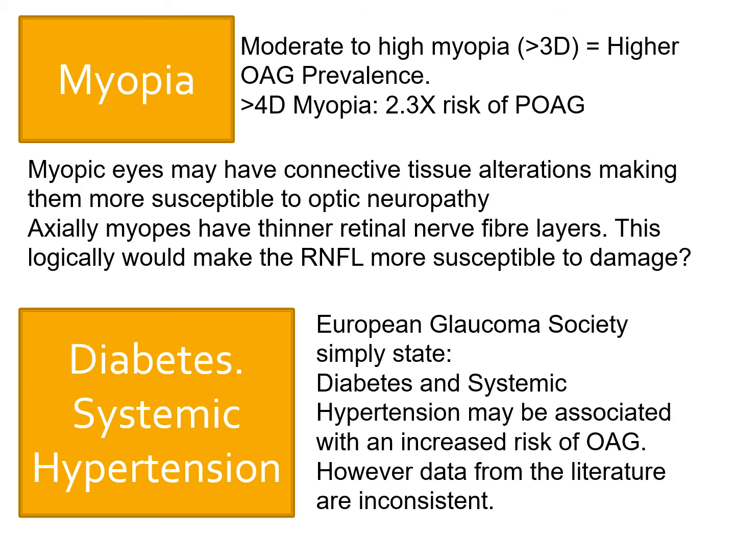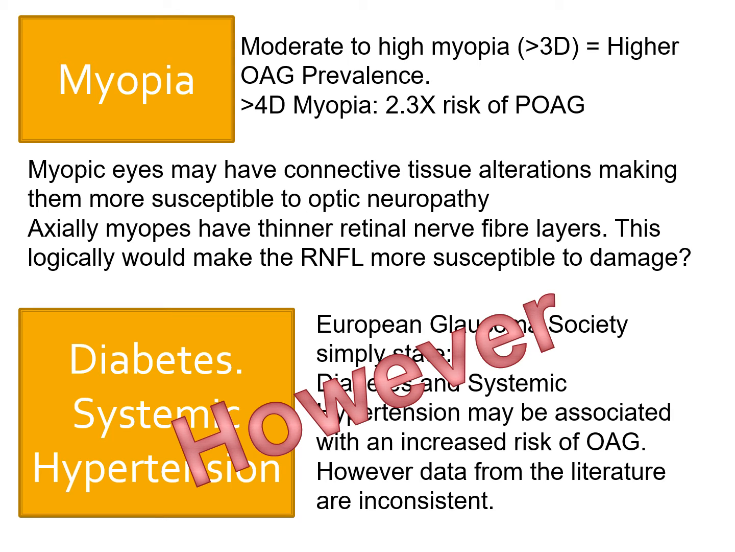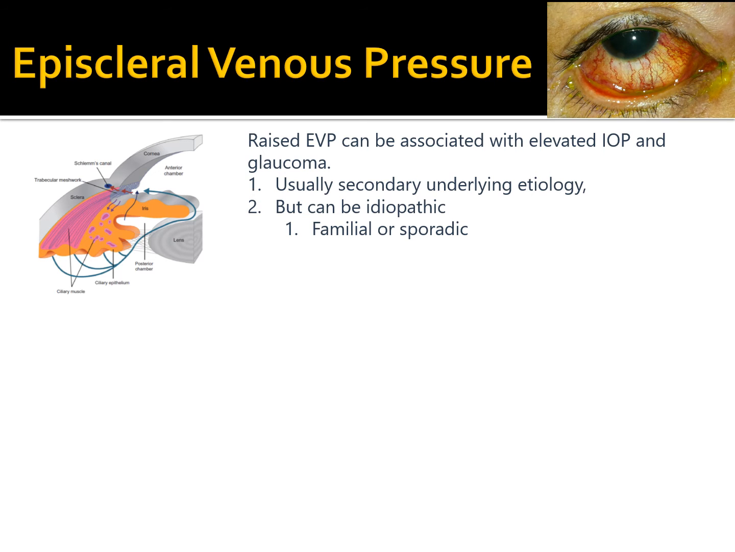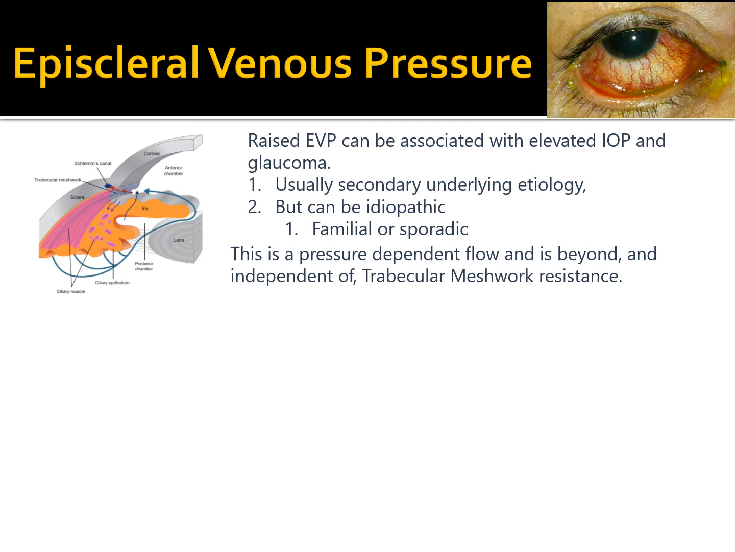Diabetes and systemic hypertension. The European Glaucoma Society simply state diabetes and BP may be associated with increased risk. However, data from the literature are inconsistent. So the however bit is about episcleral venous pressure as opposed to general circulatory blood pressure. So raised EVP can be associated with really elevated IOP and glaucoma. It's usually secondary to some sort of underlying problem, but it can be idiopathic, familial, or sporadic.